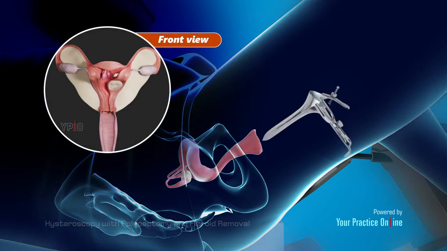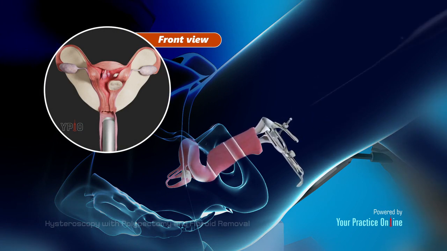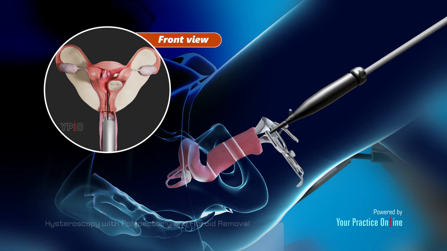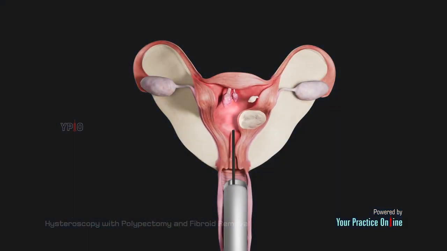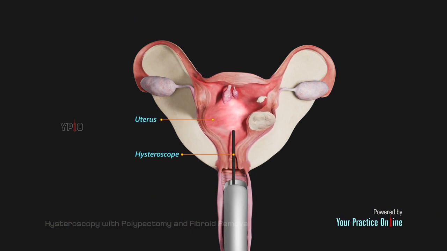A speculum is inserted into the vagina and the hysteroscope is then inserted through the speculum and slowly advanced into the uterus. A gas or liquid is released from the hysteroscope into the uterus, expanding the area and allowing a better view of the inside of the uterus, particularly the inner lining and the openings of the fallopian tubes.